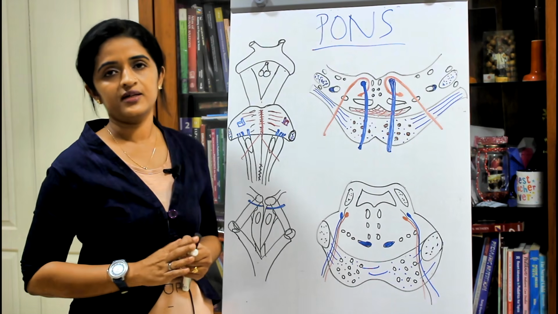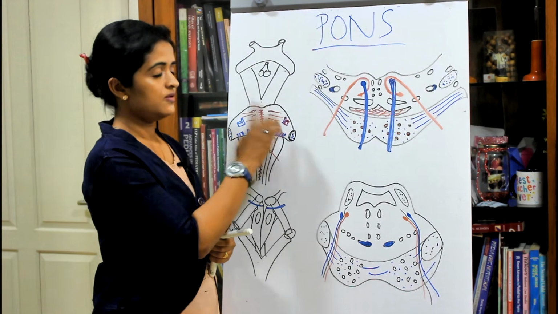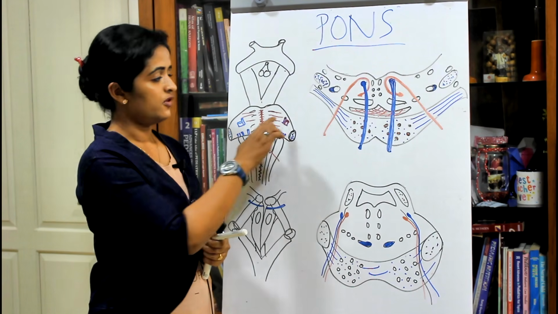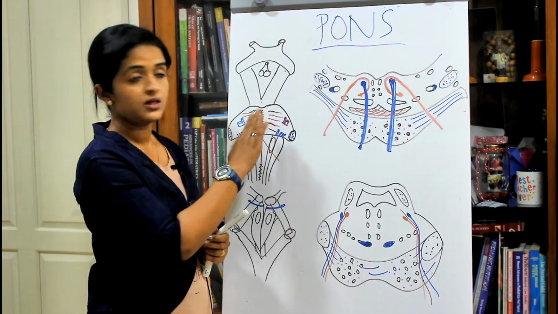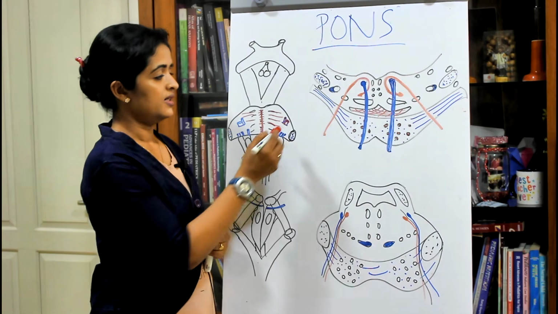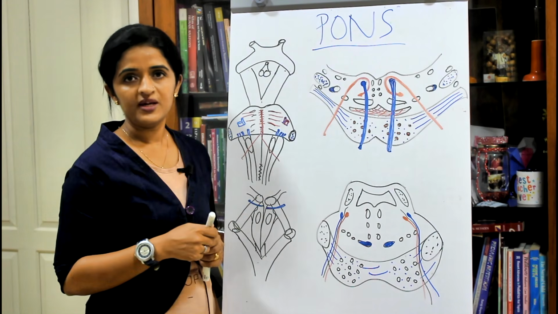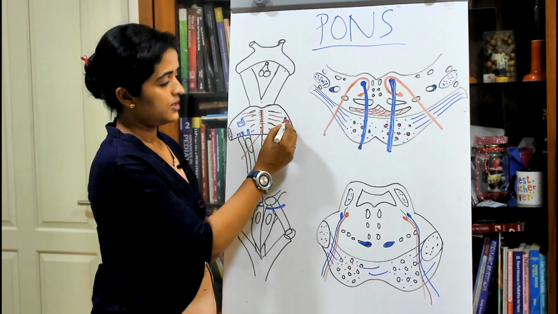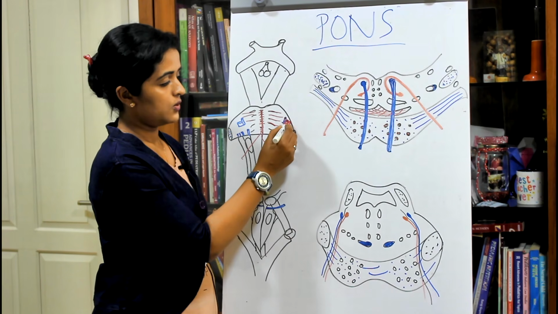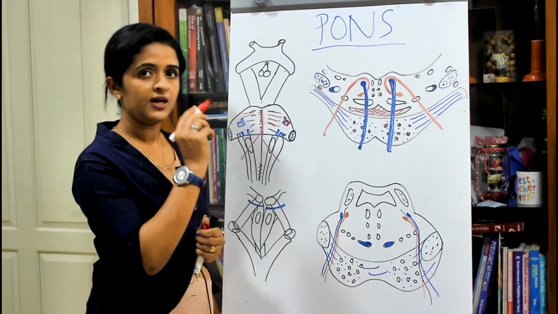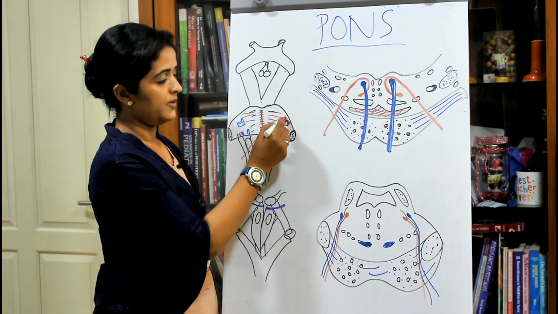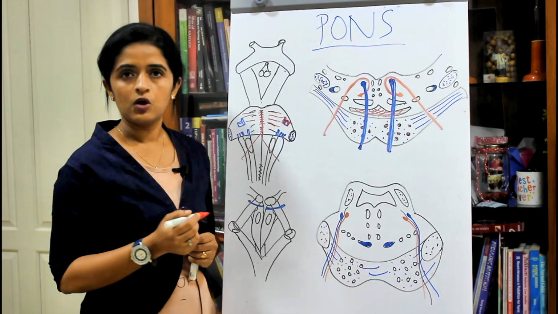So the 5th cranial nerve, the trigeminal nerve, arises from the ventral surface of the pons in the form of two roots. The trigeminal nerve is mainly a sensory nerve. Hence, which root will be larger? The lateral root, the sensory root, will be larger. So laterally you can see a larger root, that is the sensory root of the trigeminal nerve, and medially the motor root, that is MM. So the medial root will be the motor root, and that will be smaller.